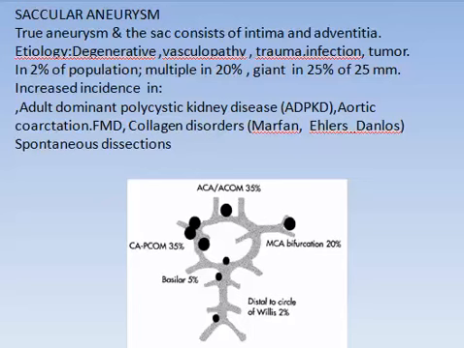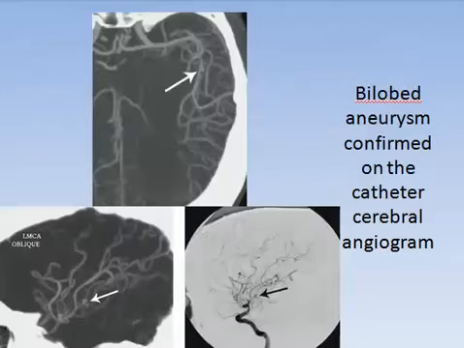They are multiple in 20%, giant in 25%, reaching up to 25 millimeters, and increased incidence in adult polycystic kidney, aortic coarctation, the presence of fibromuscular dysplasia, collagen disorders like Marfan's and Ehlers-Danlos, with possible spontaneous dissection. This is a bilobed aneurysm confirmed on the cerebral angiogram. Bilobed aneurysm.